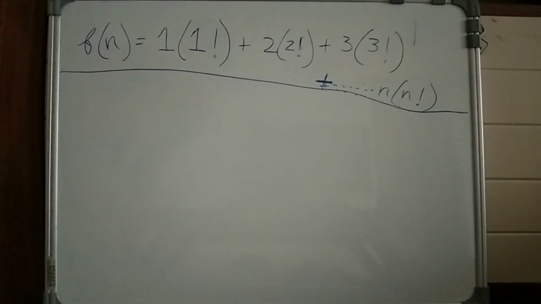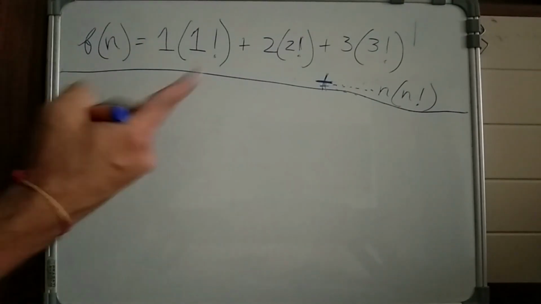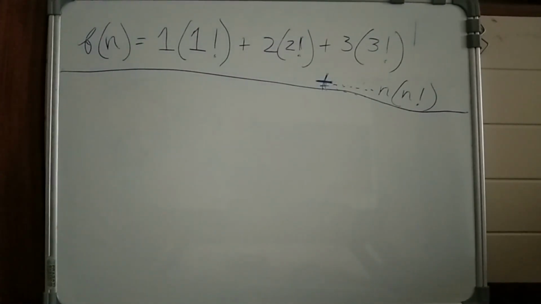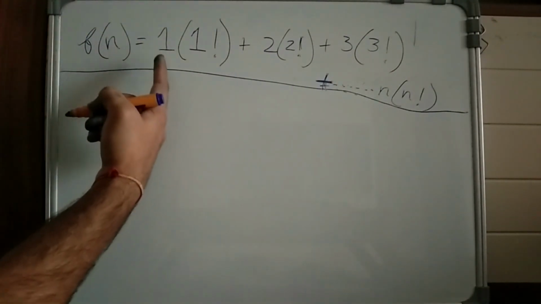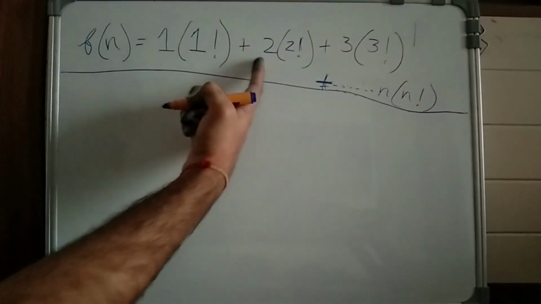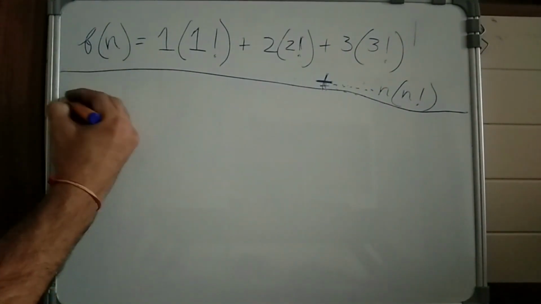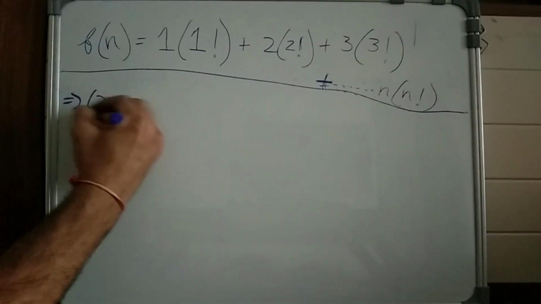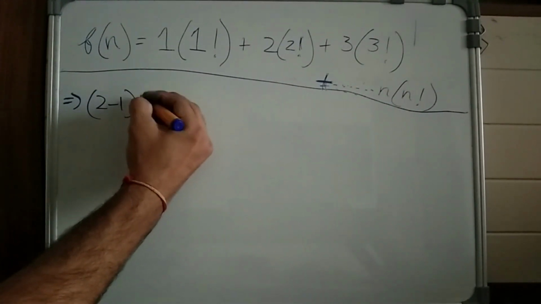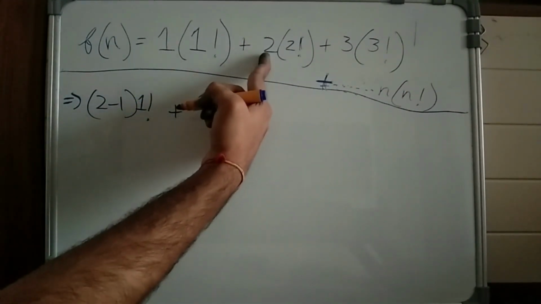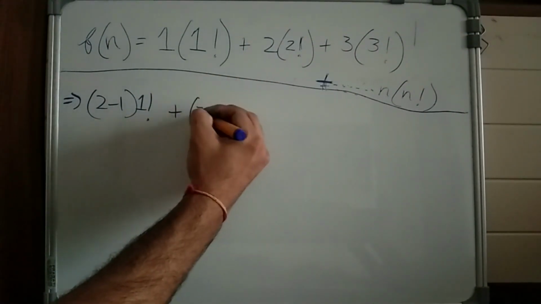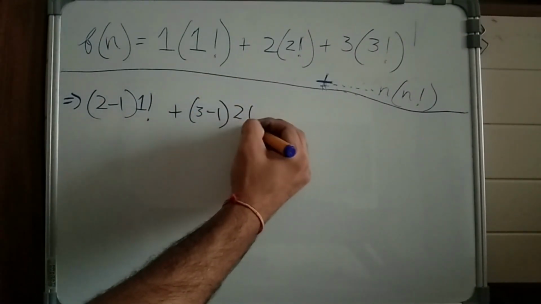Okay, so the next series is 1 into 1 factorial plus 2 into 2 factorial plus 3 into 3 factorial, all the way up to n into n factorial. Okay, so whenever we see something like this, there is a standard approach to this kind of series, and what we have to do over here is attack these numbers 1, 2, 3, n. Okay, so how can I write 1? I can write 1 as 2 minus 1, times 1 factorial, plus I can write 2 as 3 minus 1, times 2 factorial, okay?